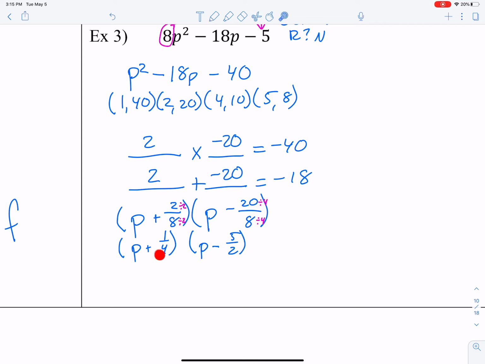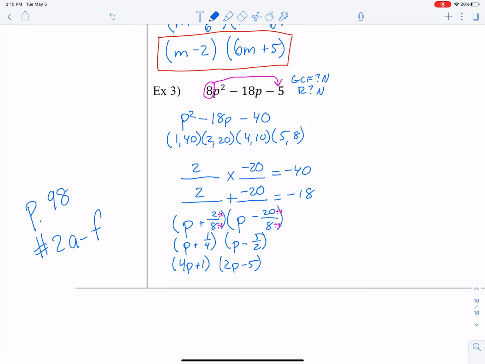Now, these bottom numbers are going to go here in front of the P. This bottom number is going to move here in front of the P. So I get 4P plus 1, 2P minus 5. Oops. And that is the final answer for this question.